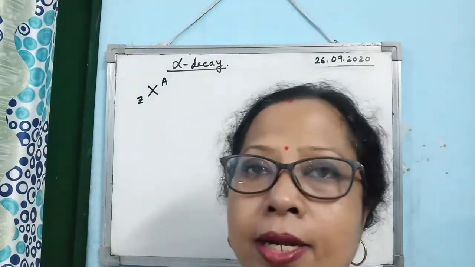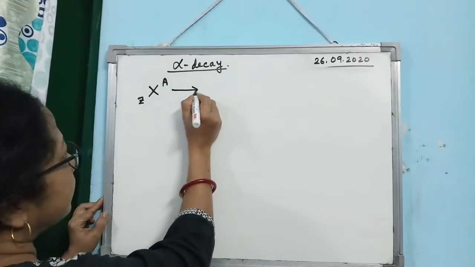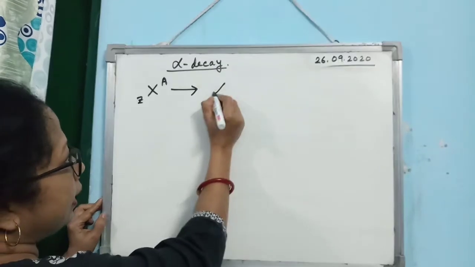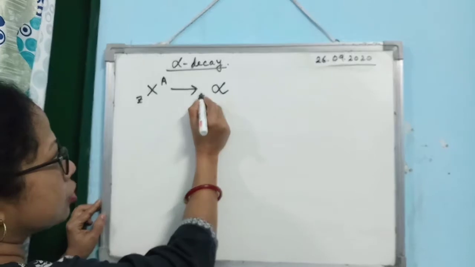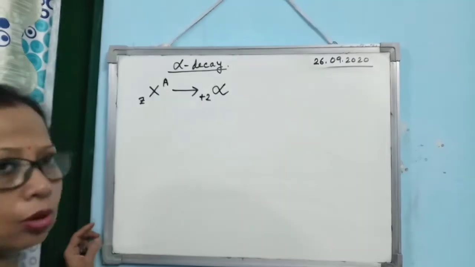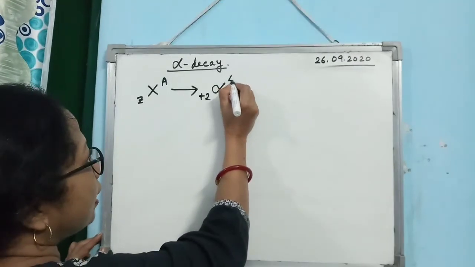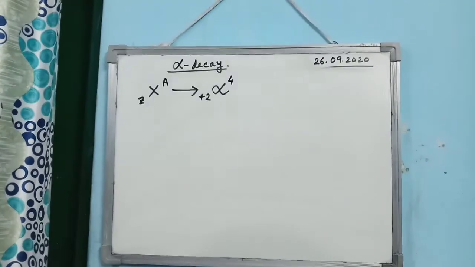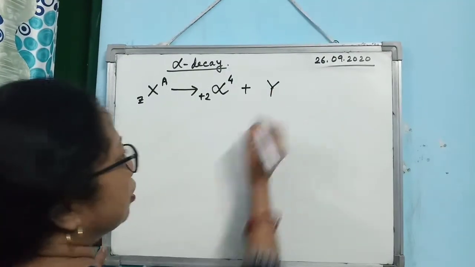Now whenever alpha decay takes place, one can show it like this: put an arrow, then alpha decay takes place, meaning you are getting one alpha particle. So how to write the alpha particle? Already I discussed that it is +2 because it has 2 protons, and the mass number is 4.